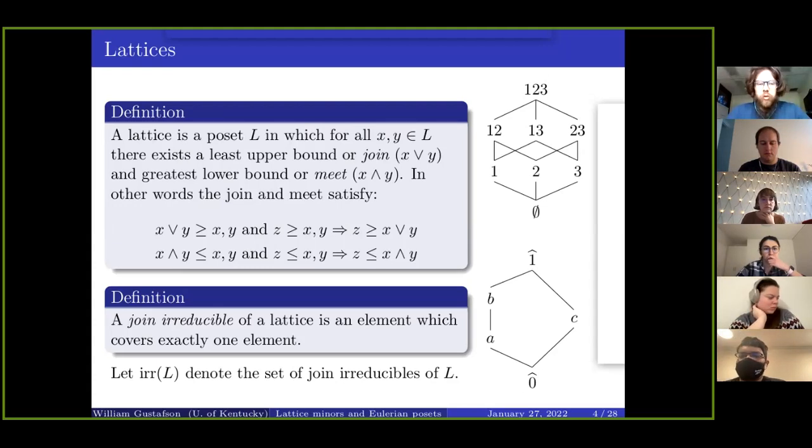An important notion would be join irreducibles. So this is an element of the lattice which covers exactly one other element. In the Boolean algebra, the join irreducibles are 1, 2, and 3. And in the lattice below, the join irreducibles are A, B, and C. And this corresponds to the usual notion of algebraic irreducibility with respect to this join operation. And I'm going to denote that at the bottom as J(L).